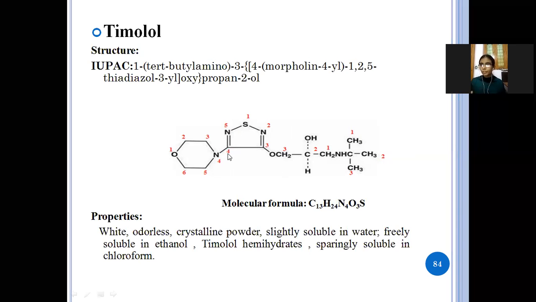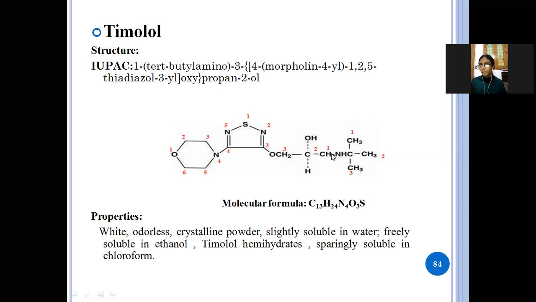Here in the fourth position, morpholine is attached. Morpholine, the fourth position is attached to here. So it is a morpholin-4-yl. Here in the first position, the tert-butylamino is attached. See here, the butane structure: three means three methyls are there. Tert-butyl, and this is the amino. And 1, 2, 3, three carbon atoms means propane.